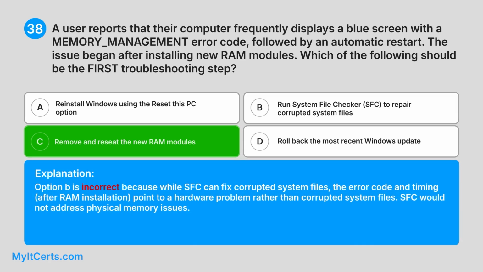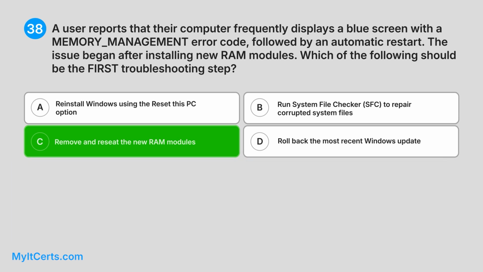Option B. Run System File Checker, SFC, to repair corrupted system files is incorrect because while SFC can fix corrupted system files, the error code and timing after RAM installation point to a hardware problem rather than corrupted system files. SFC would not address physical memory issues.